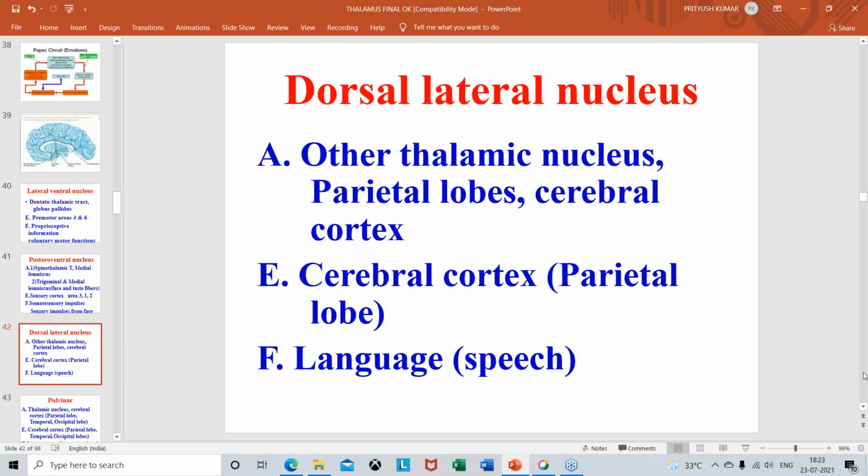Then the dorsolateral nucleus: afferents come from other thalamic nuclei, the parietal lobe, and the cerebral cortex, and efferents go to the cerebral cortex, parietal lobe, and they are concerned with language.